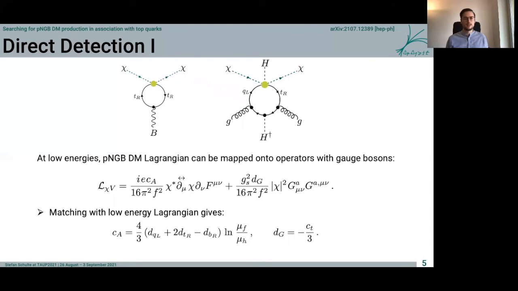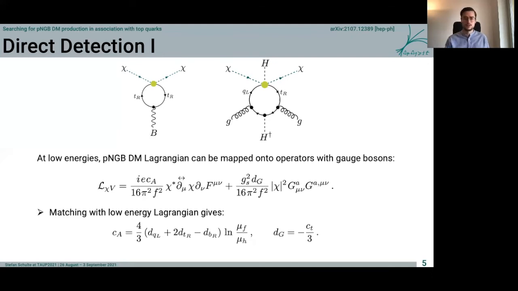Now, regarding direct detection, you can couple the pNGB dark matter to the U(1) hypercharge gauge boson of the standard model, which then induces electromagnetic scatterings with atomic nuclei. Or via quark loops, you can couple the dark matter with SU(3) field strengths, such that the dark matter can interact with the gluons inside nuclei. Both these diagrams that you can see here turn out to give very strong exclusion bounds from direct detection.